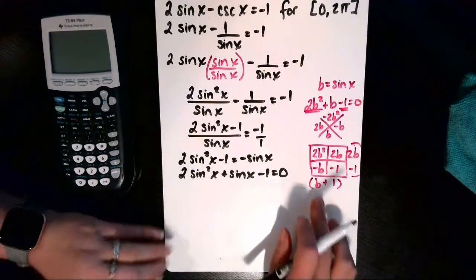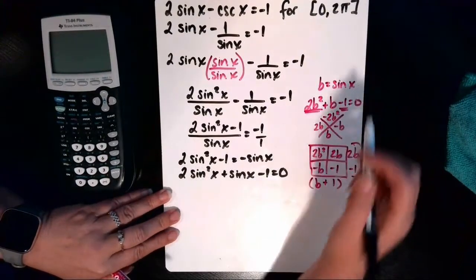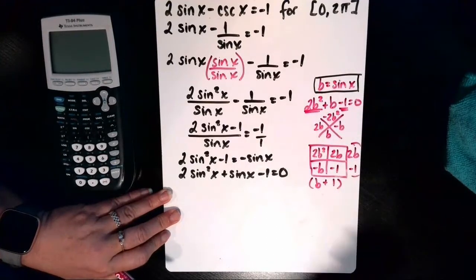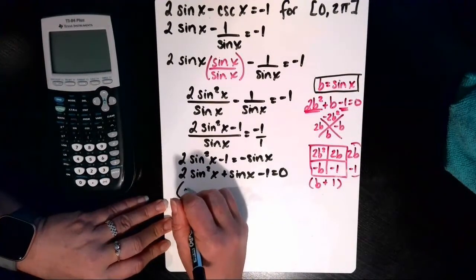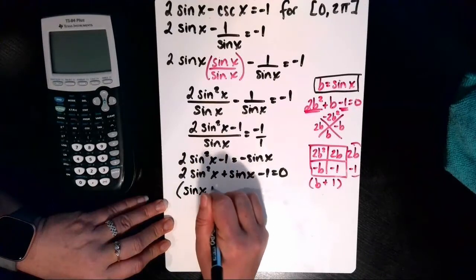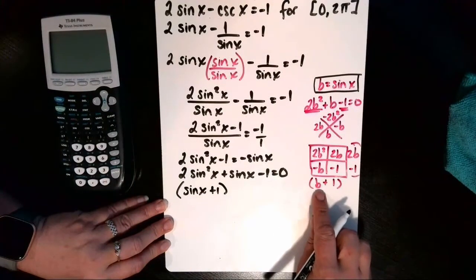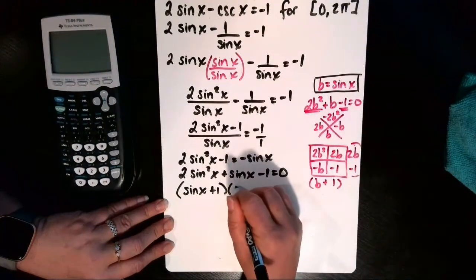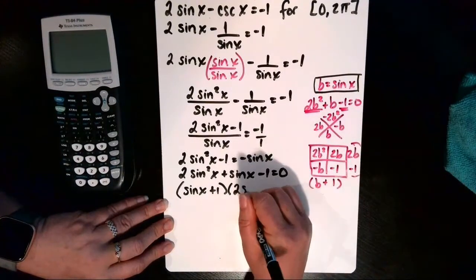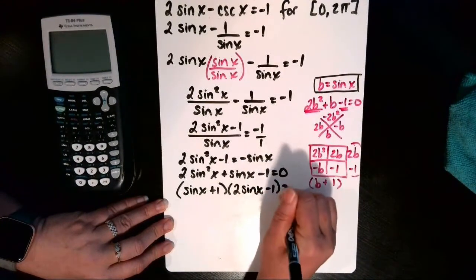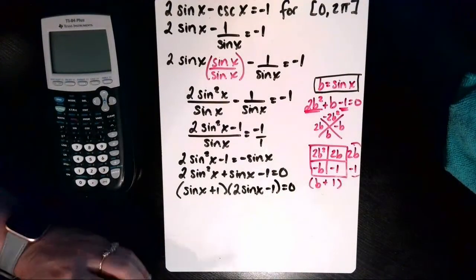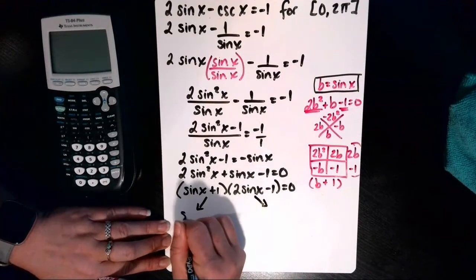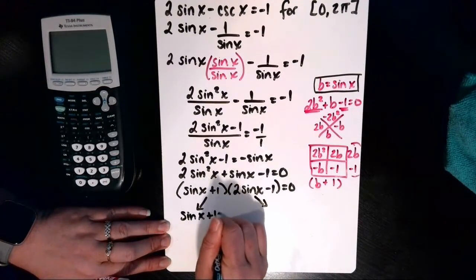So now when I go to write that in my factored form, I'm going to recall that b was just temporarily representing the sine of x. So these factors are going to be sine of x plus 1, that's the b plus 1 when I put sine of x back in. And then the 2b minus 1 is going to be written as 2 sine of x minus 1 equals 0. And then it's completely factored, so I can use my zero product property to set each factor equal to 0 and solve for x.